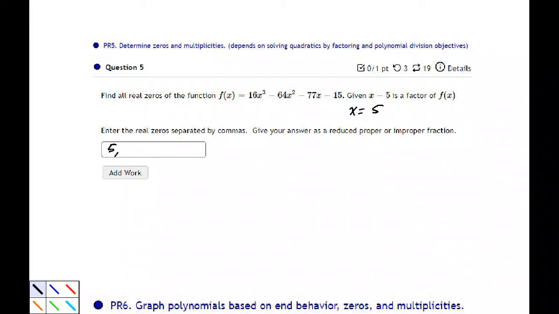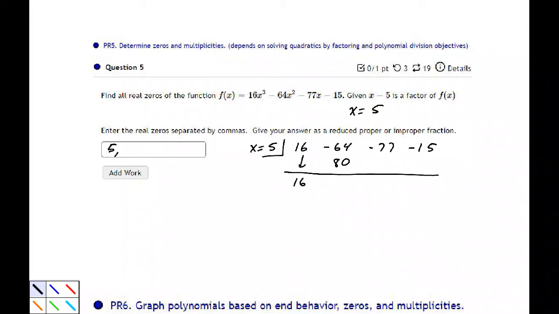So I'm going to write x equals 5, and my coefficients are a 16 for the x cubed, a negative 64 for the x squared, a negative 77 for the x term, and then a negative 15 for my constant term. Now because x minus 5 is a factor, this should give me a 0. If it doesn't, we've done something wrong there. So I'll bring my 16 down. 5 times 16 is 80.